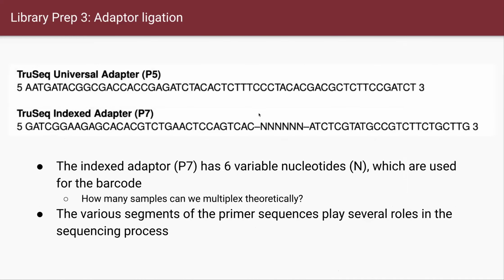First, we look at the index or barcode sequence. We have two adapters we use in the adapter ligation. Especially the P7 adapter has 6 variable nucleotides, which I represent as N. N can be anything, like A, T, G, or C, right? So you use these barcodes to put multiple samples into the same experiment.